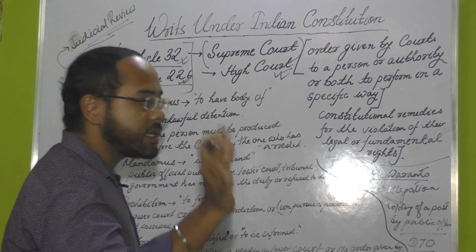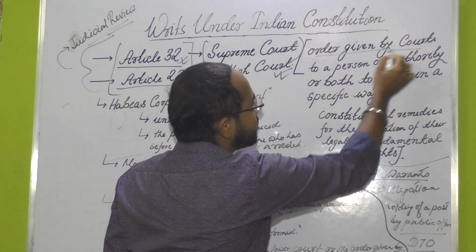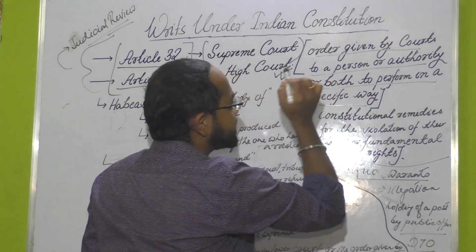So basically, what is a writ? A writ is basically an order given by a court to a person or authority or both to perform in a specific way.